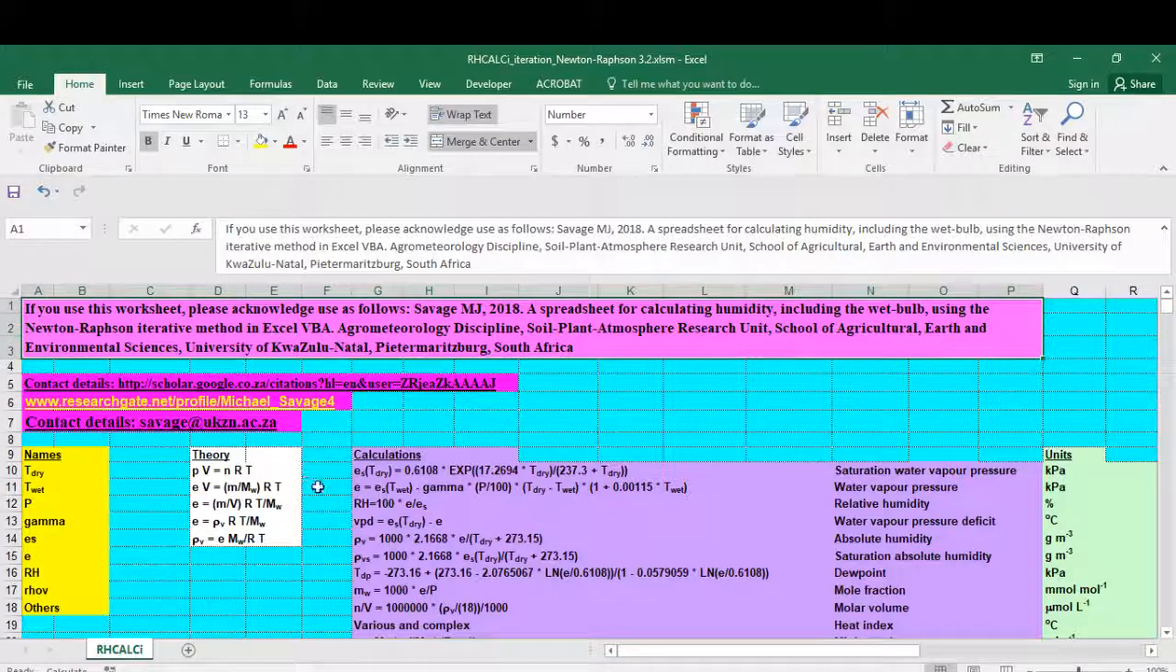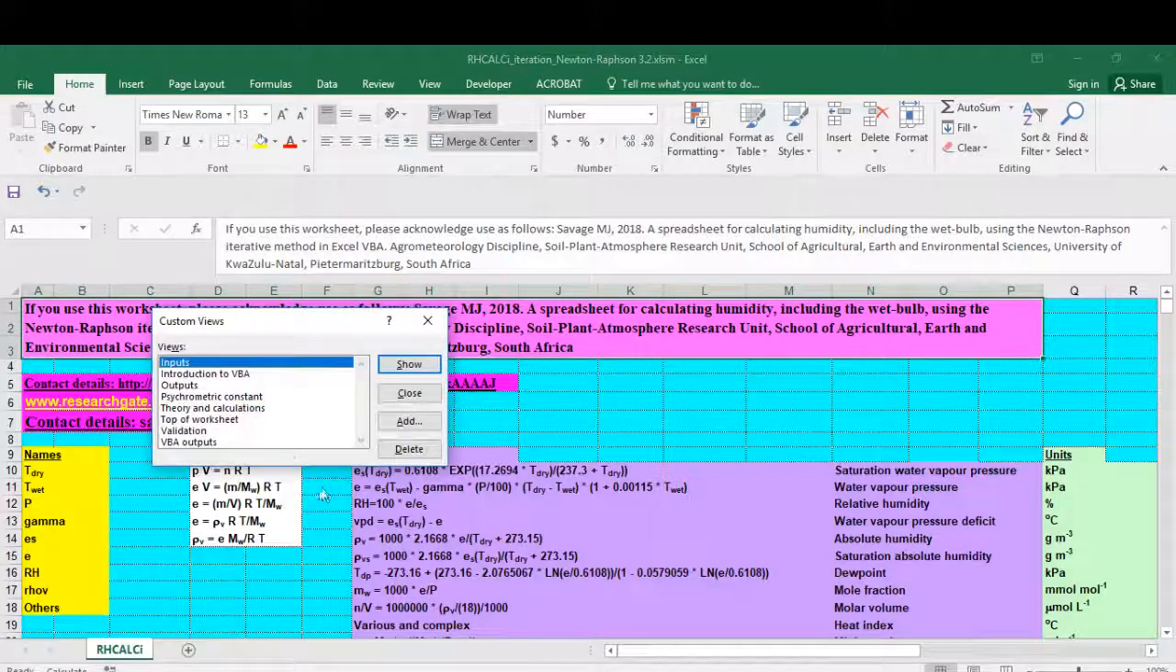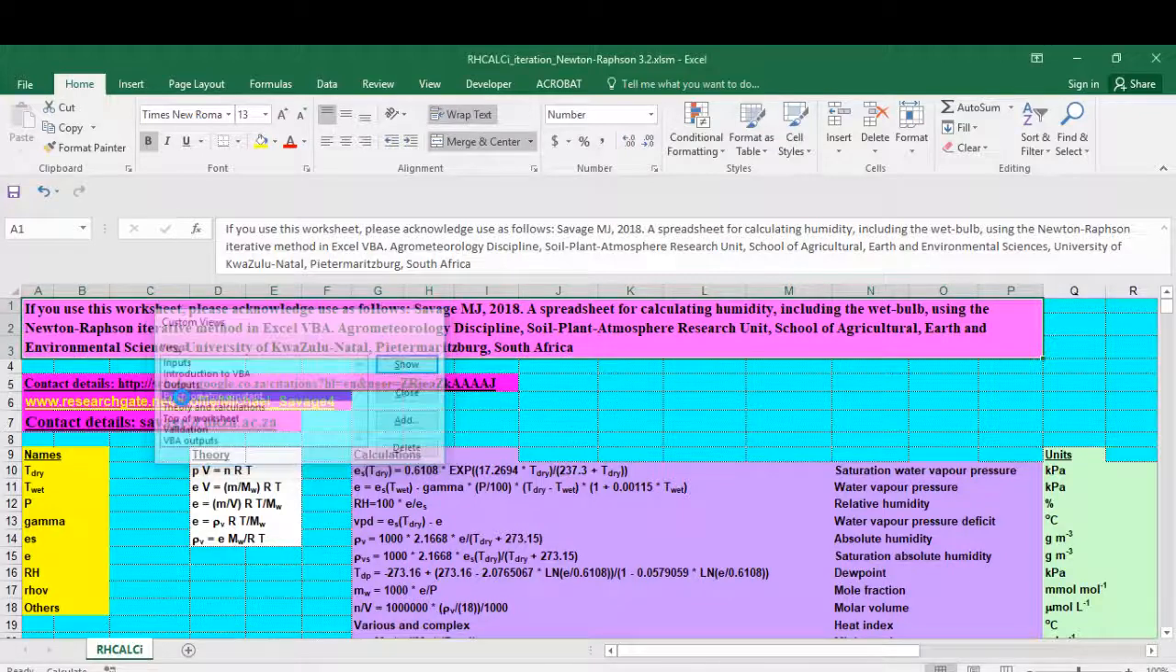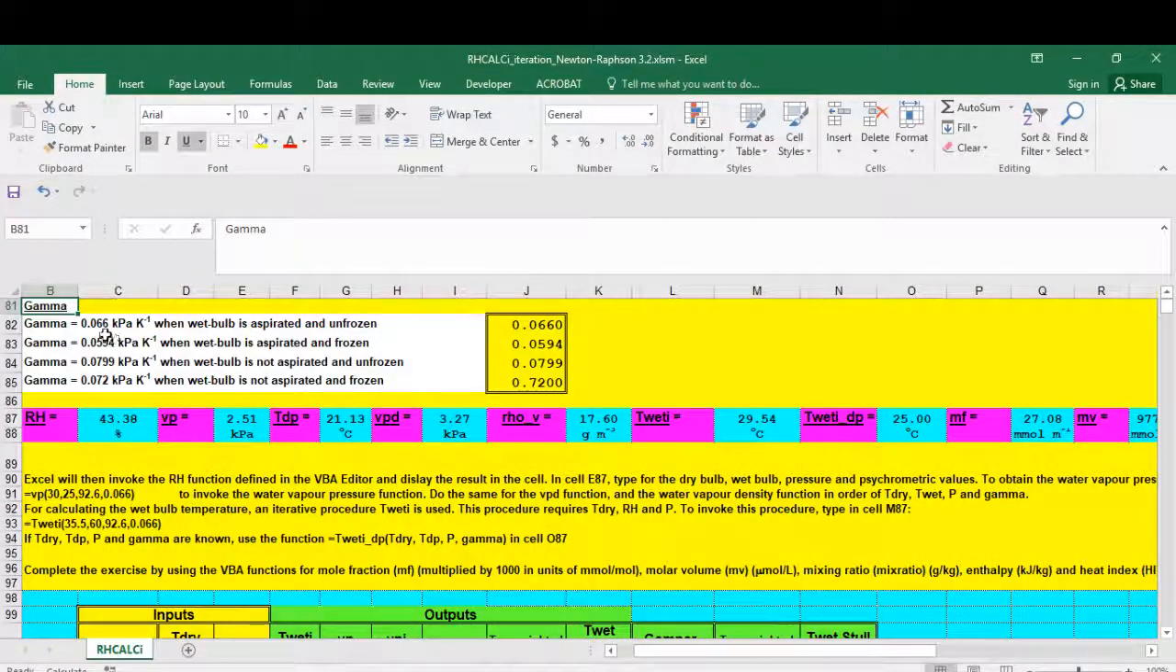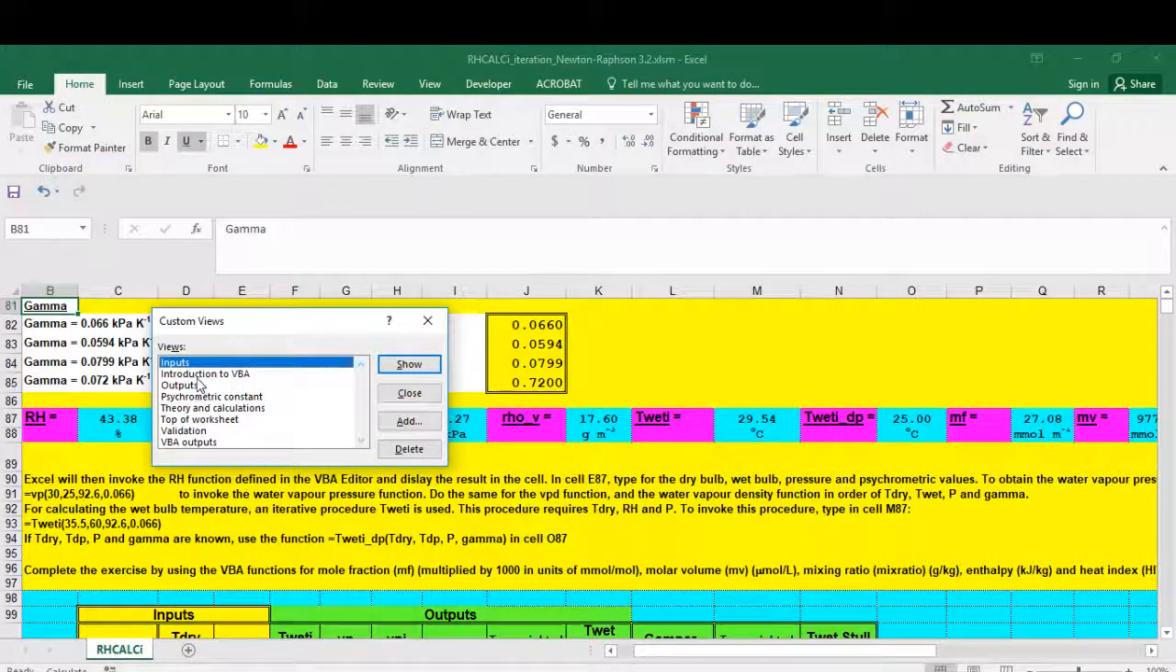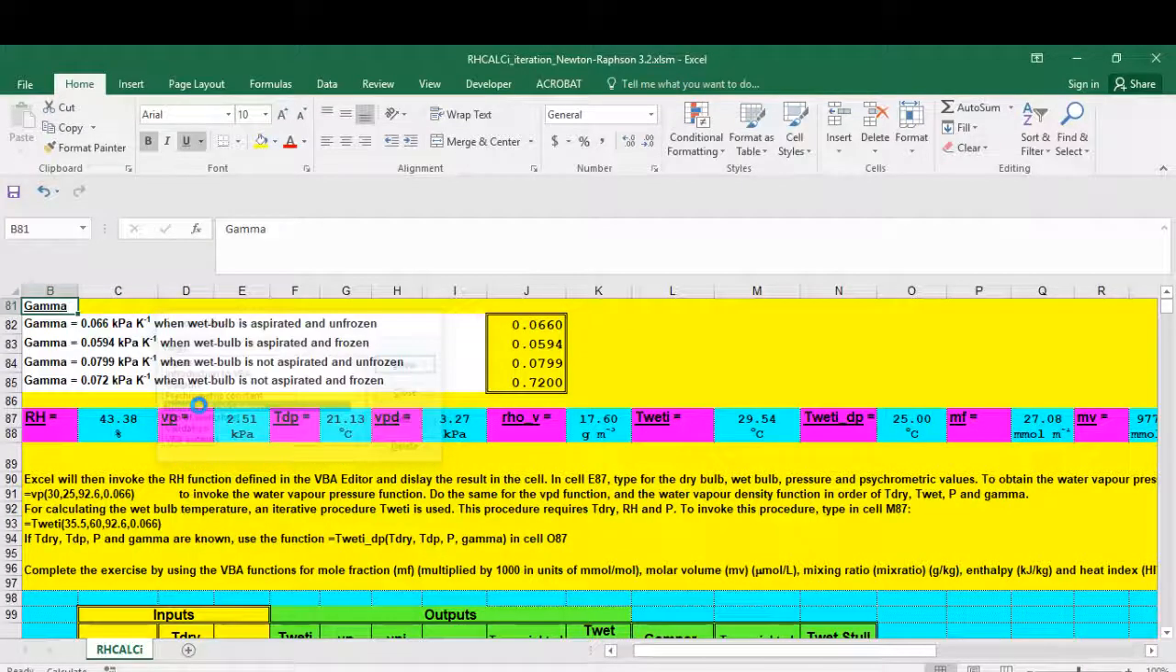The spreadsheet uses custom views. That's a very useful way of navigating a fairly complex spreadsheet. To access custom views, we press Alt-VV, and if we look at, for example, the psychrometric constant, there are 4 values, one of 0.066 kilopascals per Kelvin or per degree Celsius when the wet bulb is aspirated and unfrozen, and various others depending on the condition of the wet bulb. Alt-VV again.